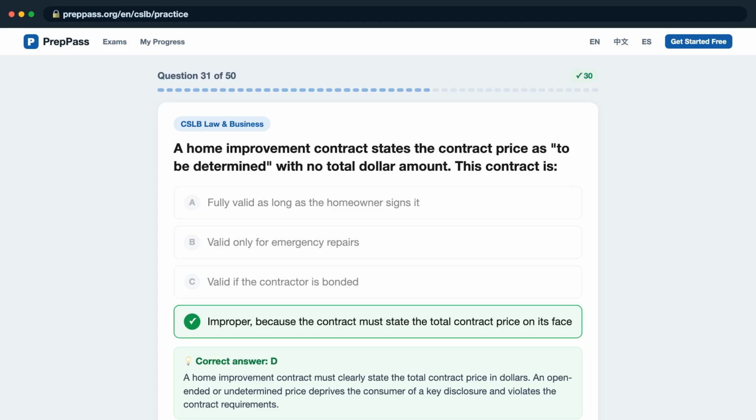A home improvement contract must clearly state the total contract price in dollars. An open-ended or undetermined price deprives the consumer of a key disclosure and violates the contract requirements.